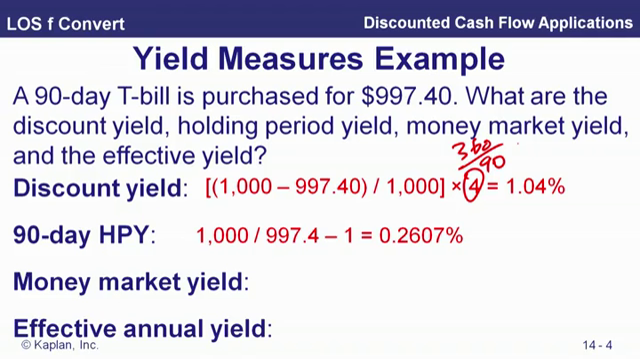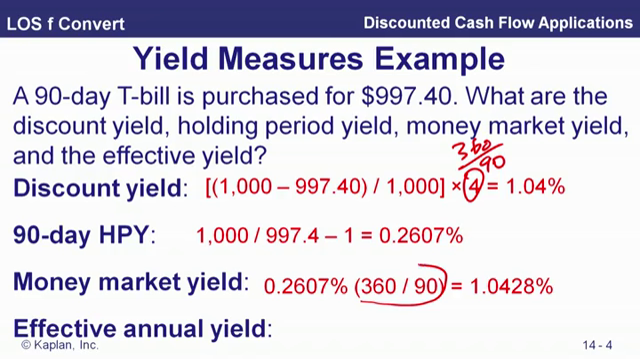What about our money market yield? Well, remember that keys off the holding period yield, but we use simple annualization. We're going to multiply it times 360 over 90, same as we did to get our annualized bank discount yield, and see that the money market yield is 1.0428. That's going to be higher than the discount yield because the discount yield's not a yield. It's a discount. The discount yield is how much below its maturity value. The money market yield is how much extra do I make on what I invested.